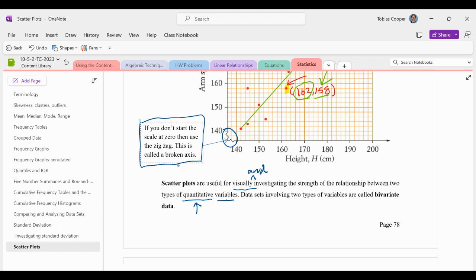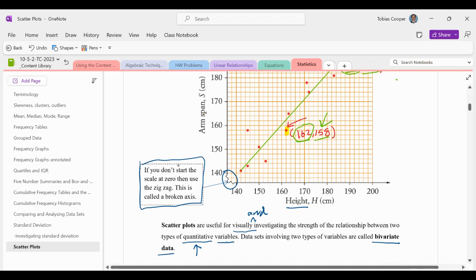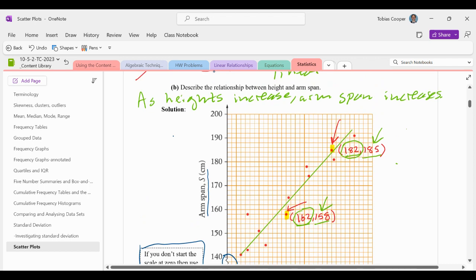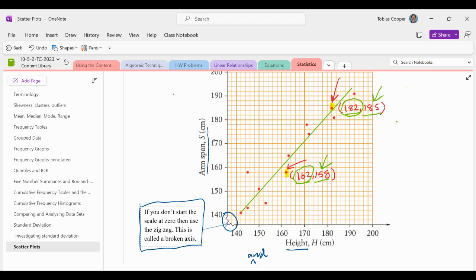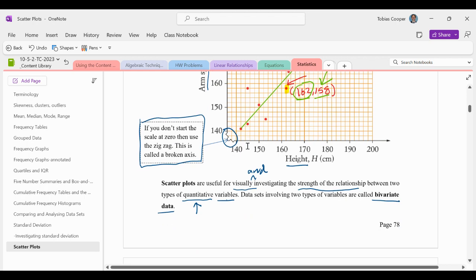As we said before, data sets involving two types of variables are called bivariate data. Because this data involves height and arm span, it's two different variables, so we call it bivariate data. When we're looking at the strength of the relationship, we're talking about, for example, how close these points are to the straight line that we drew on the axes. Are they all very close to the straight line or a bit further away? The closer they are to a straight line, the stronger the relationship. The further the points are away, the relationship's not so strong.